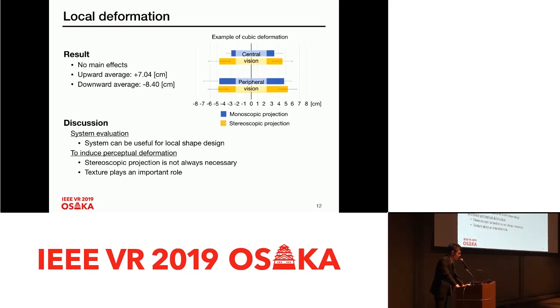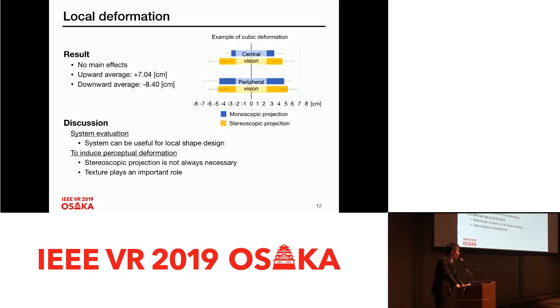Because we didn't confirm any main effects of the projection method, which is monoscopic projection and stereoscopic projection, we can conclude that stereoscopic projection is not always necessary to induce the perceptual deformation, especially in the case of texture applied.